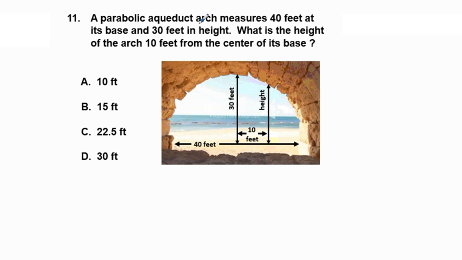A parabolic aqueduct arch measures 40 feet at its base, or 40 feet wide, we have the drawing, and 30 feet in height. What is the height of the arch 10 feet from the center of its base? So in other words, if we go from the center here and go to the right 10 feet, what is this height going to be labeled here at the right?